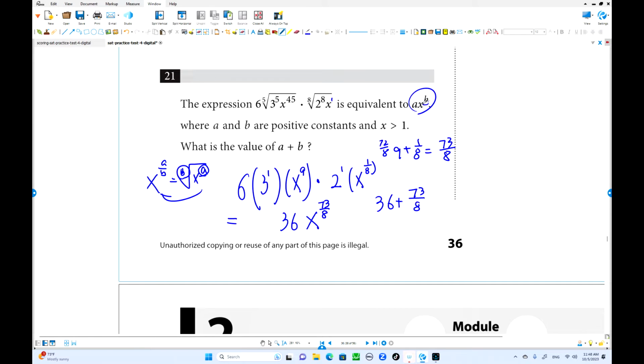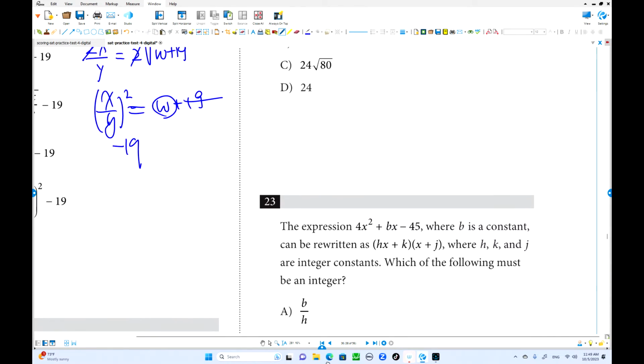Okay, this is B. Oh, this is a weird answer. So this is 288 over 3 plus 73 over 8. Use your calculator to avoid the confusion, right? So it looks like 361, right? I'm going to make sure. 288 plus 73, 361 over 8. Okay, that's the answer.